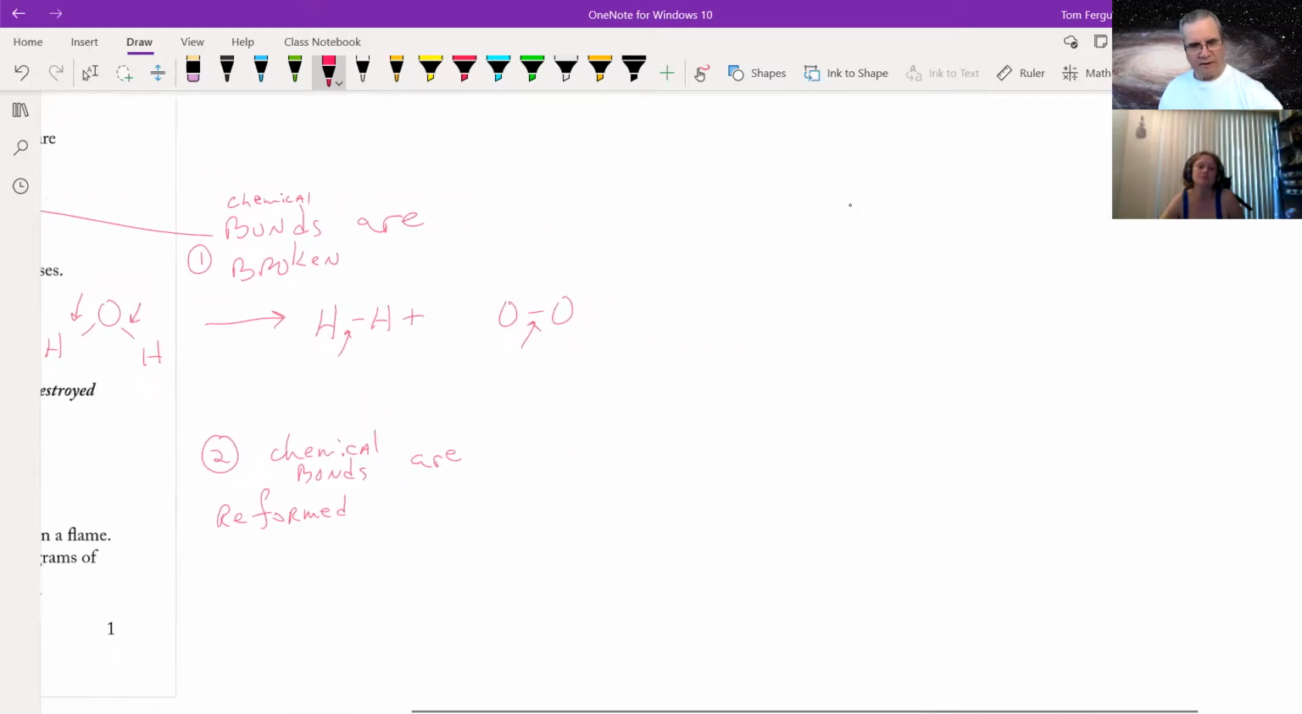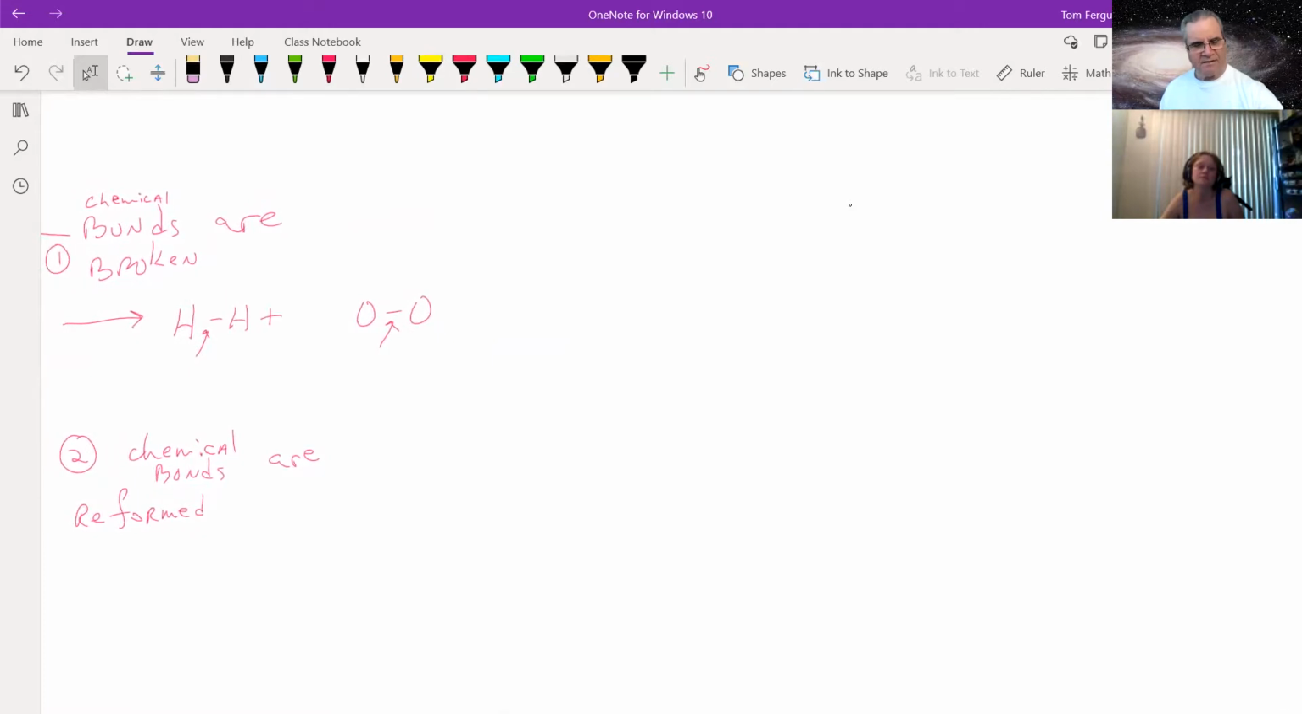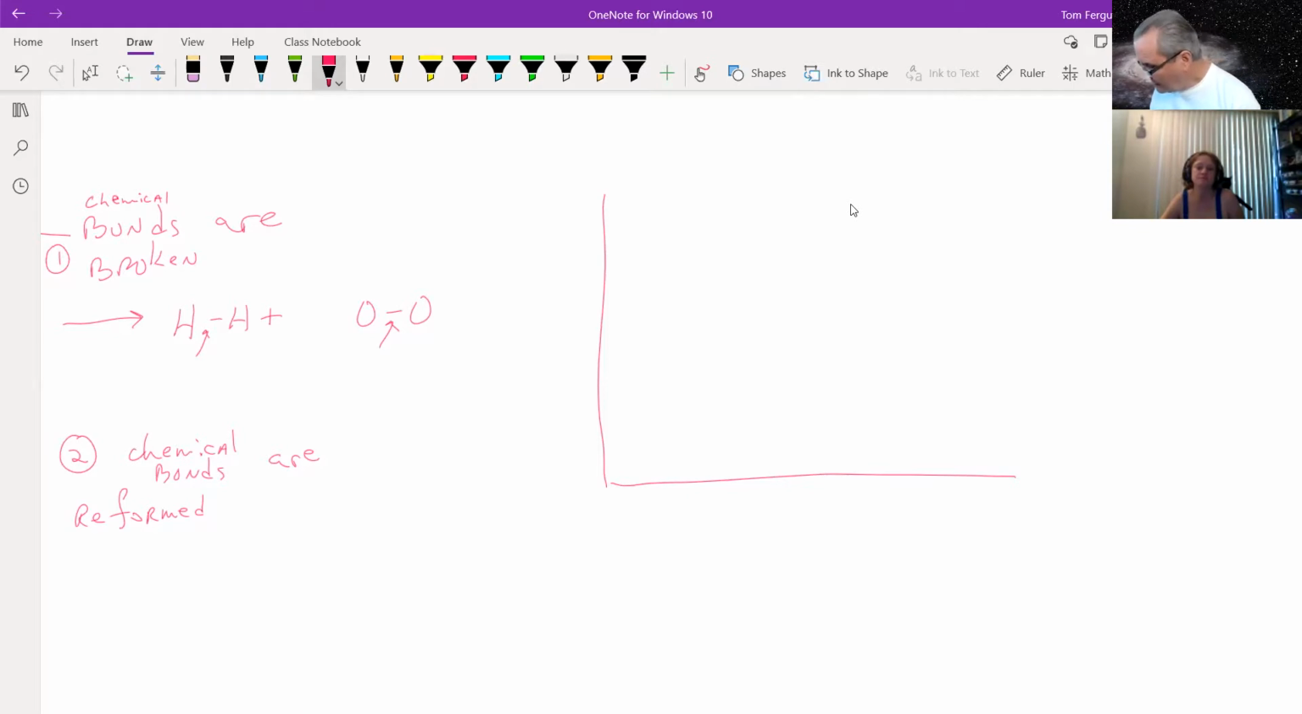Now, what we're going to do now is we're going to look at this graphically. Does this make sense, by the way, so far? Are we okay? Okay. Now let's look at this from a graphical perspective. I'm going to graph energy. And the kind of energy I'm going to be graphing is something called potential energy.